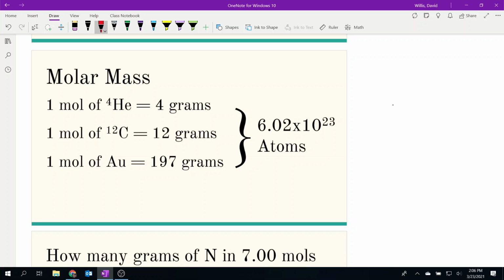I just want you to add out to the side that those have a mass of 4 grams and 12 grams respectively.